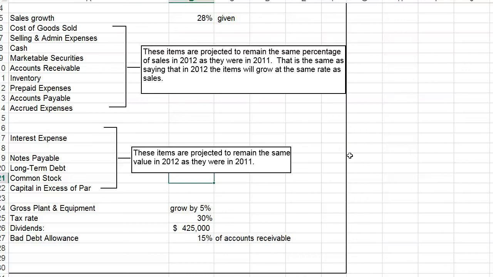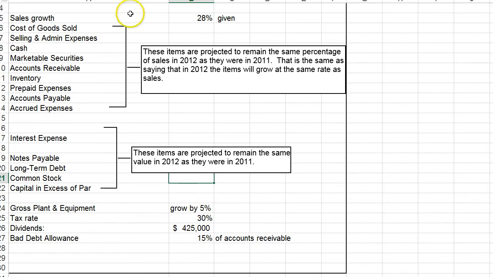Okay, so this is a pro forma financial statement, and the first thing we need to do before you complete a pro forma financial statement is to look over any assumptions your manager or boss may give you, or any assumptions that would be listed in the assignment. That's the first thing to look at.